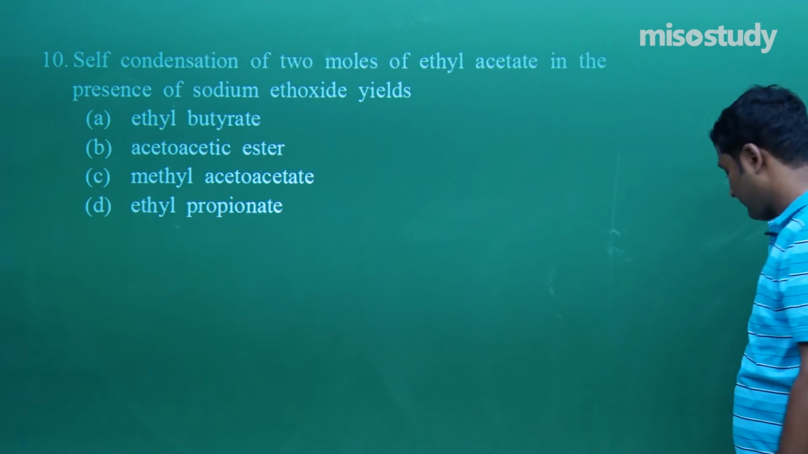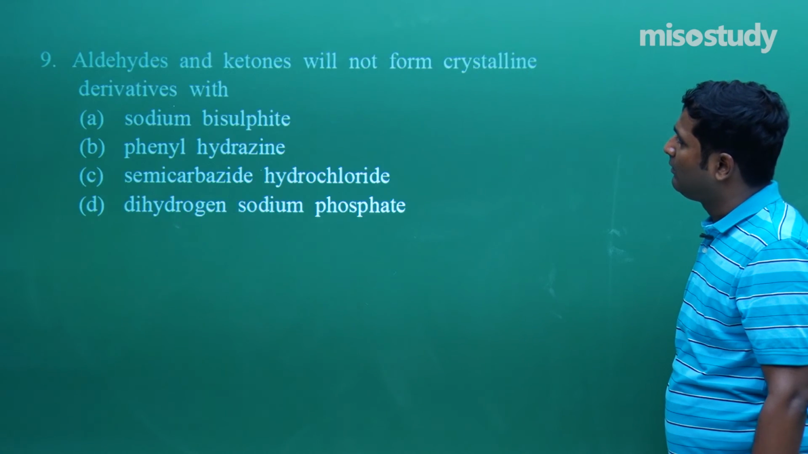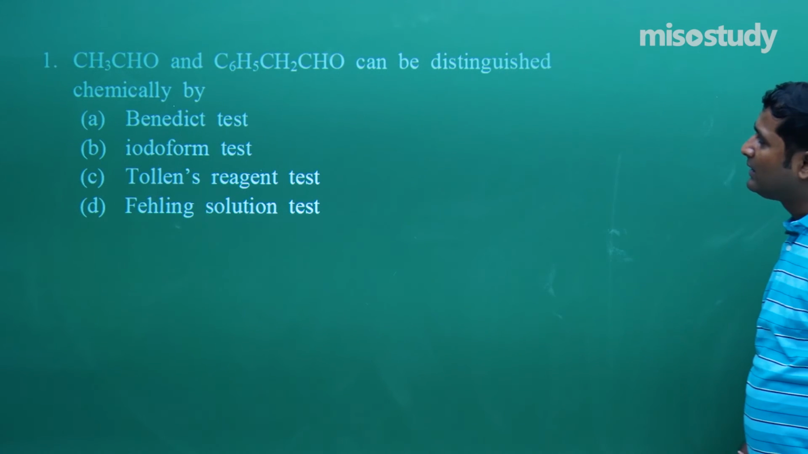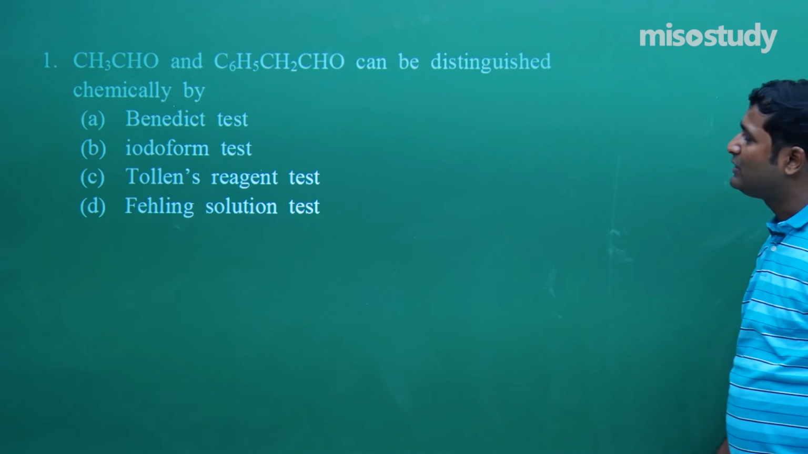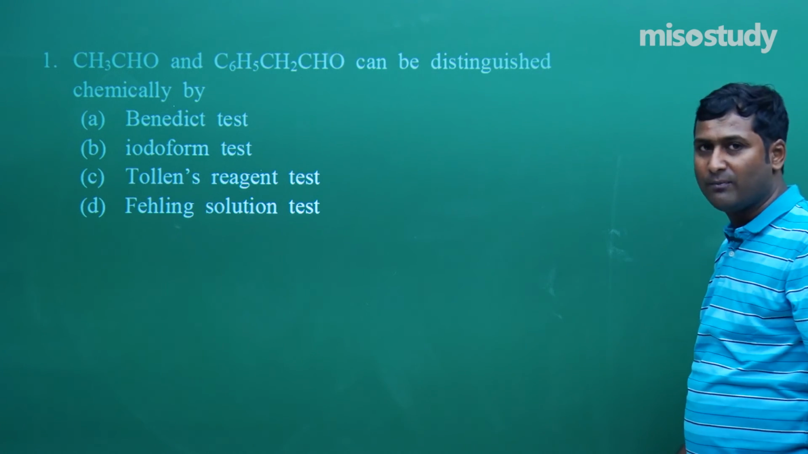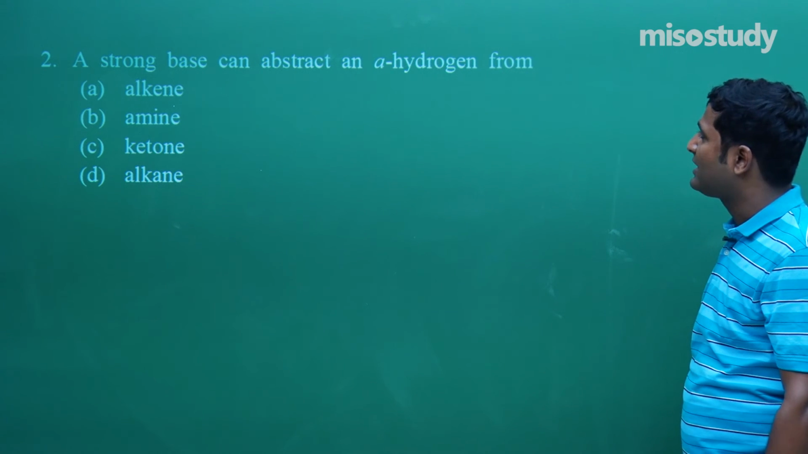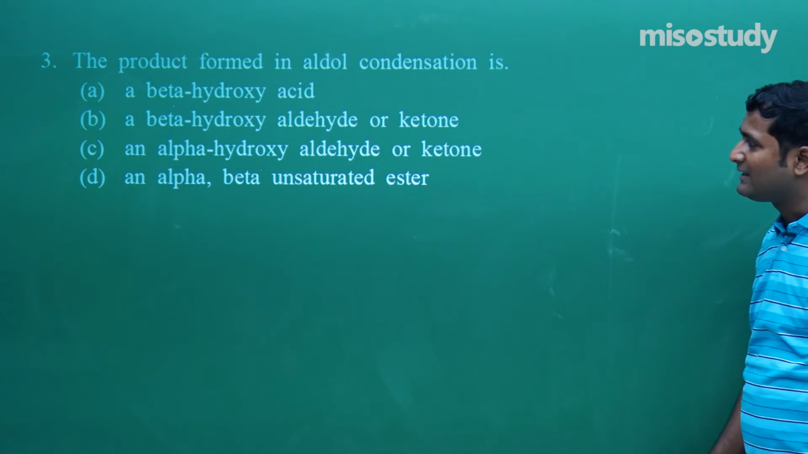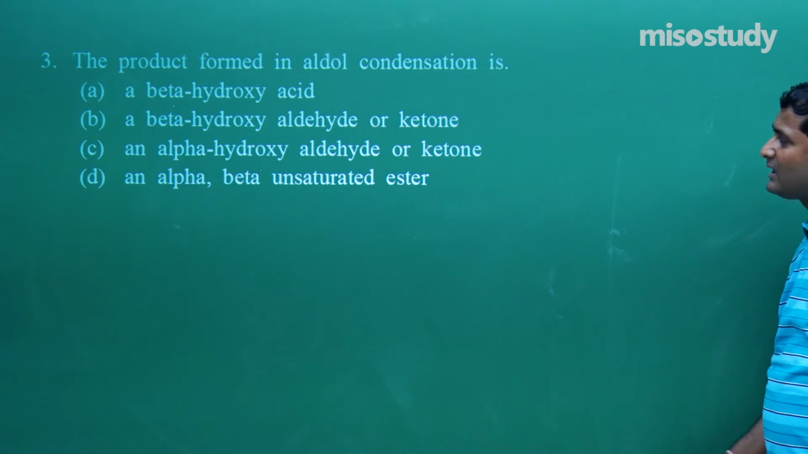Now, let's move to the revision. For question number 1, CH3CHO and C6H5CH2CHO can be distinguished by using the iodoform test. For question number 1, B is the correct option. A strong base can abstract an alpha hydrogen from a ketone, C option. For question number 3, that is beta hydroxy aldehyde and ketone. For question number 3, B is the correct option.